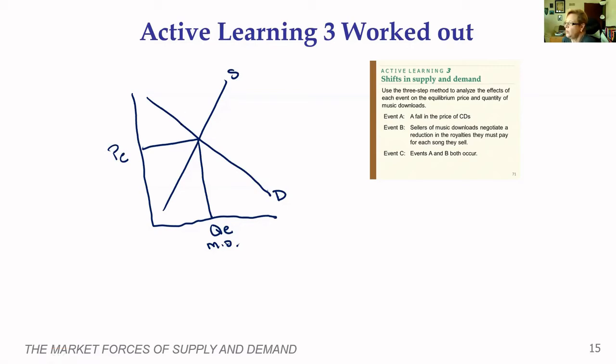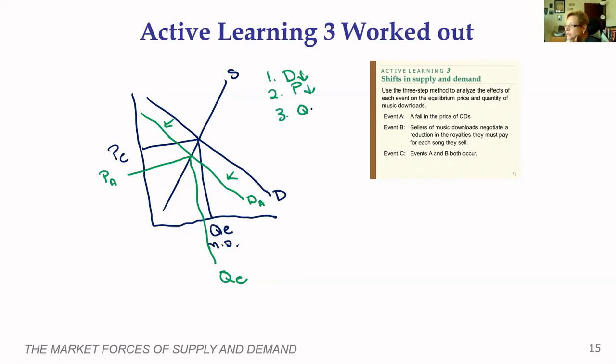The one thing we said is that people won't buy as many music downloads because the substitute decreased in price. So the demand curve is going to shift inward, demand A, which gives us the price at A and the quantity at A. So let's analyze that. First effect, demand decreased. Second effect, price decreased. Third effect, quantity decreased.